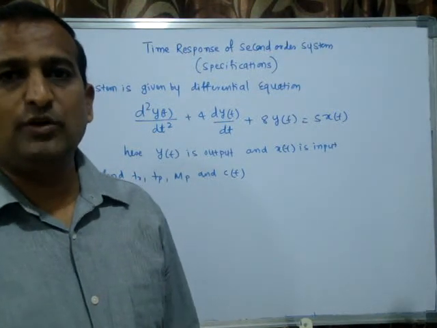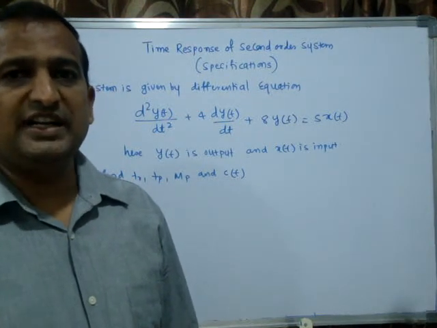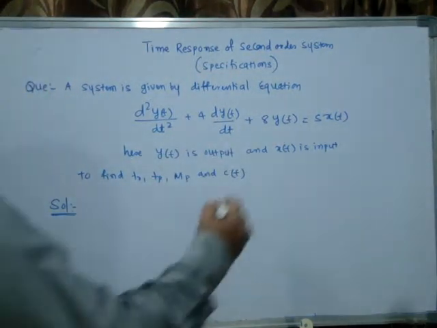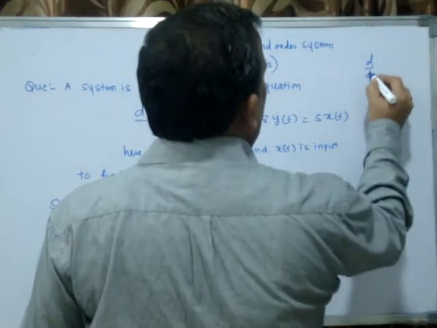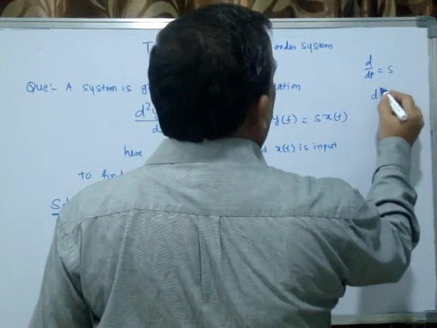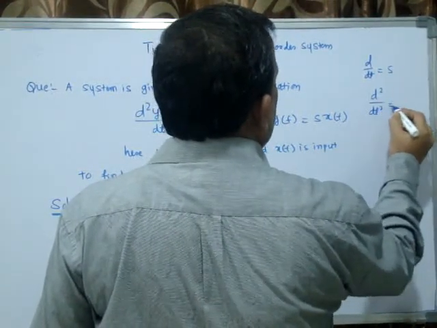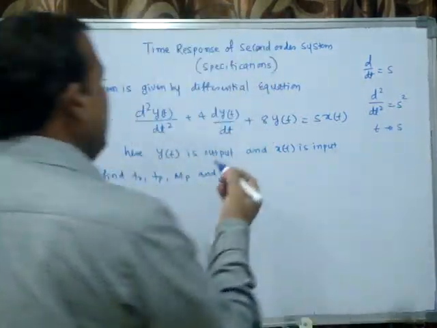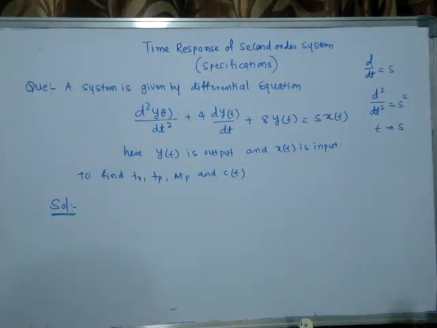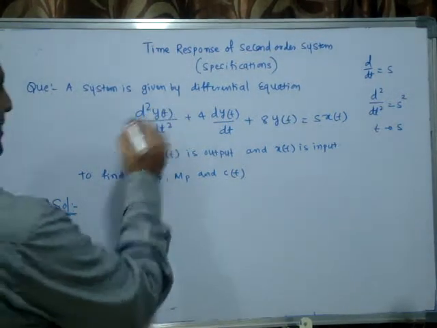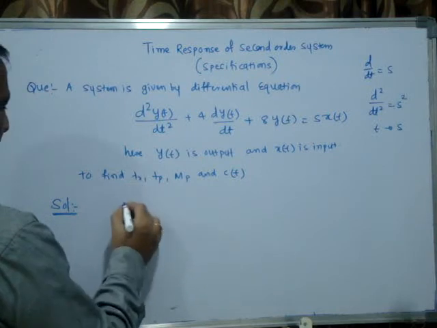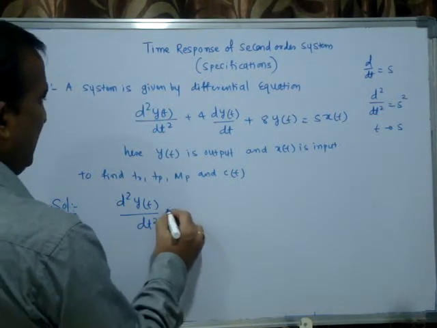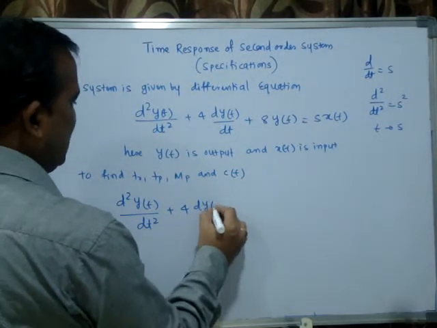How to find zeta and omega n? Once I know the transfer function, I can find them. First I will find the transfer function. I know that d by dt is equal to s and d square by dt square is equal to s square. This is how to convert the time domain into the Laplace domain. Now this is the given second order differential equation.